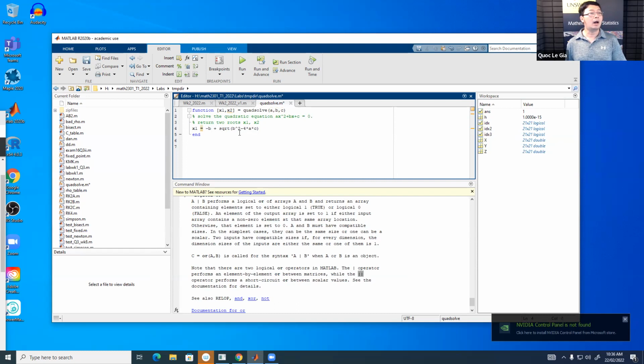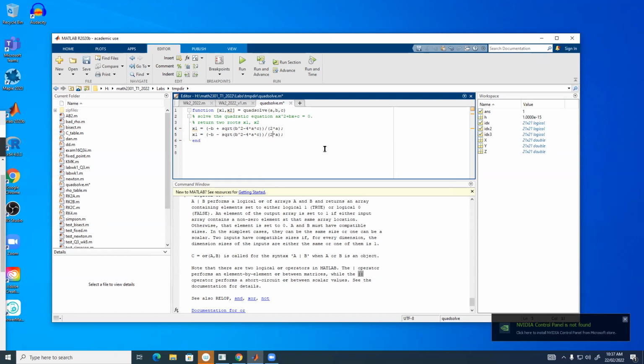Maybe you have to check whether a equals 0 or not, because if a equals 0, then the division can cause divided by 0 errors. But suppose I assume that everything is fine, a perfect condition, then I can return x1 like this, and x2 is minus b minus the discriminant over 2a. Okay, and I save it.